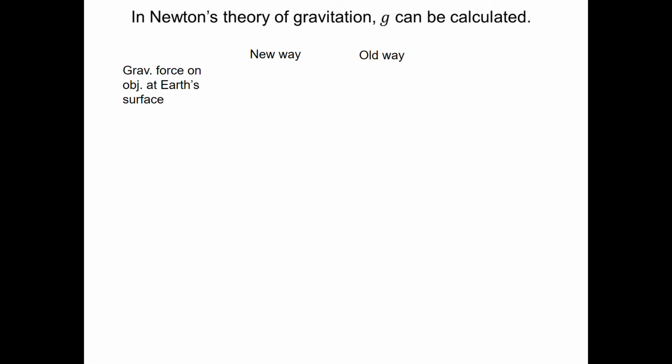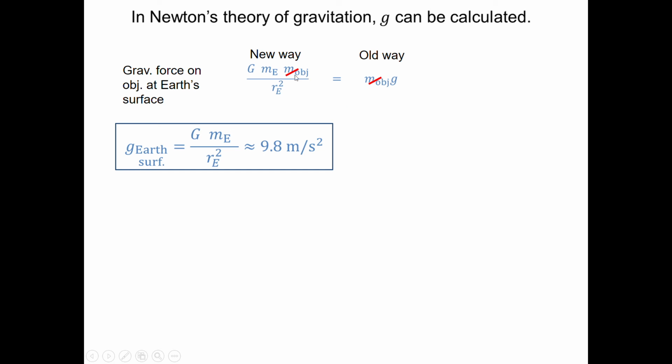I'm not sure what's going on there, but it disappeared. So we can calculate little g as G times the mass of the Earth divided by the radius of the Earth squared, and that's about 9.8 meters per second squared.